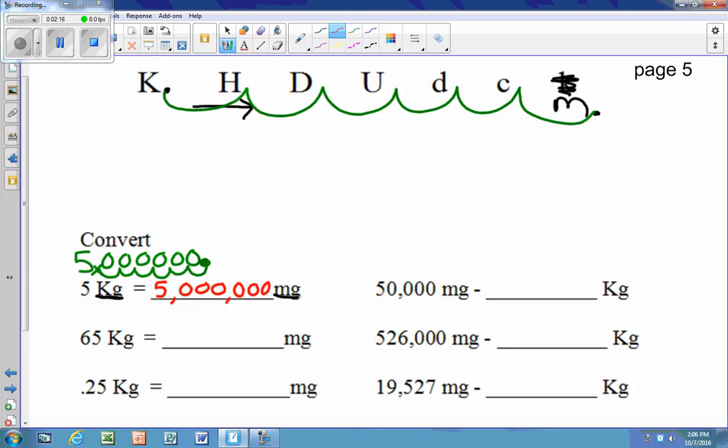Next problem, once again, I'm going from kilograms to milligrams. So we already know that we're going to the right because we did it before, and I know there's 6 jumps because we did it before, so I'm going to write the 65. My decimal is here to start, and then I'm going to start my jumping. 1, 2, 3, 4, 5, 6. Fill in zeros into my empty spaces. Decimal's now here, does not exist there, and I'm going to write my new answer of 65 million.